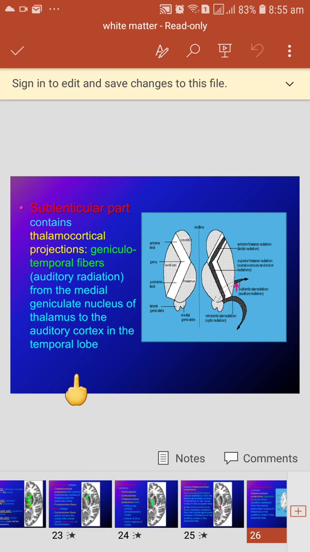Then the last part of the internal capsule is the sublenticular part. It contains the thalamocortical projections, geniculotemporal fibers. They form the auditory radiations from the medial geniculate nucleus of the thalamus to the auditory cortex in the temporal lobe.